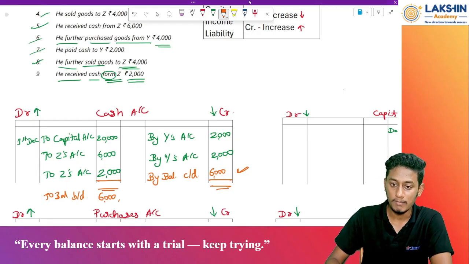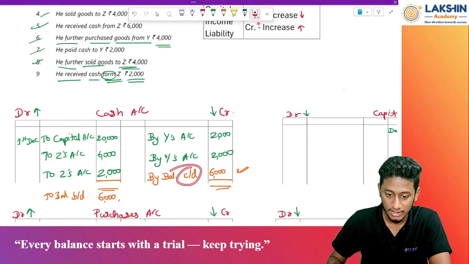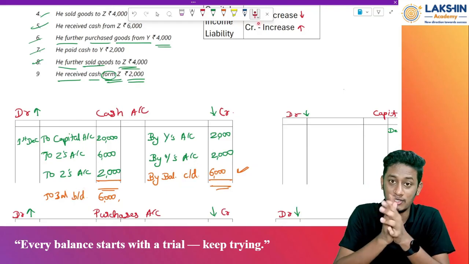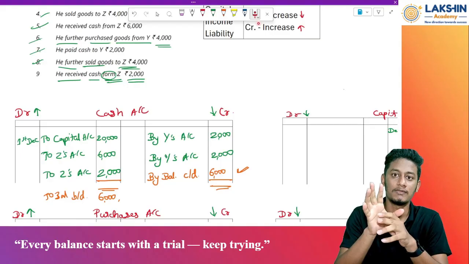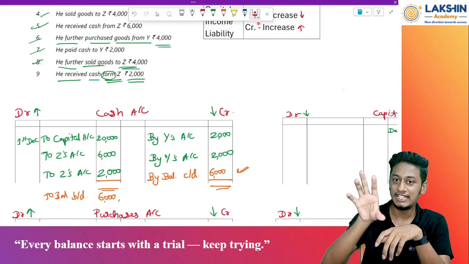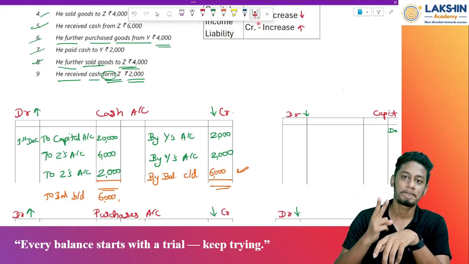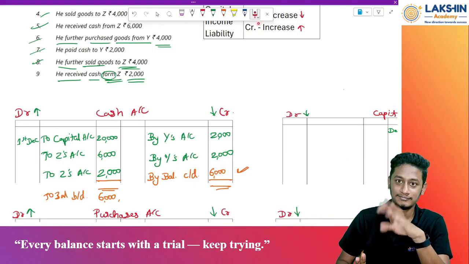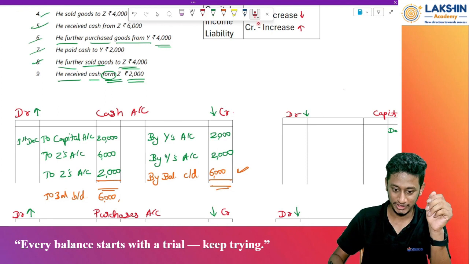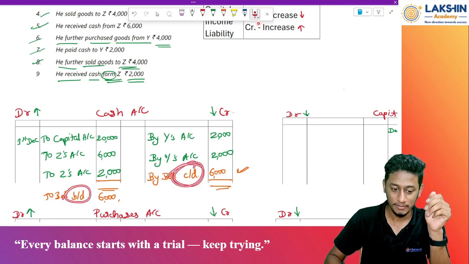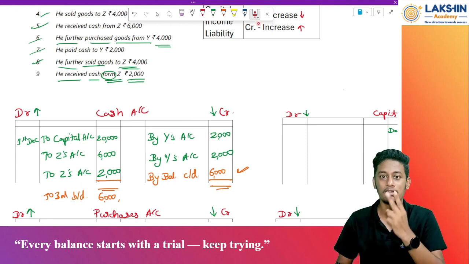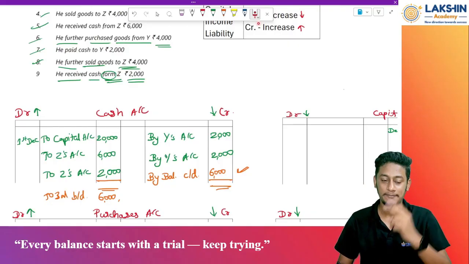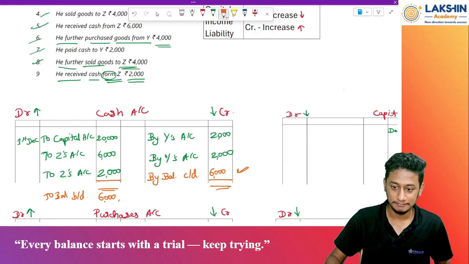Now some of you might have confusion in this carried down, brought down. Let me tell you how to remember this. Remember this always: CD comes before BD. CD always comes before BD. BD we had read. Okay. Then going ahead.